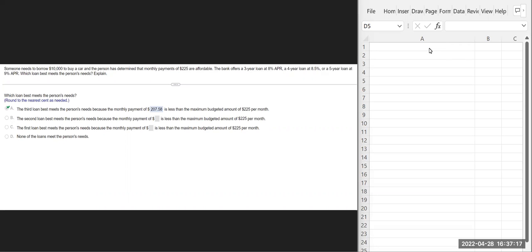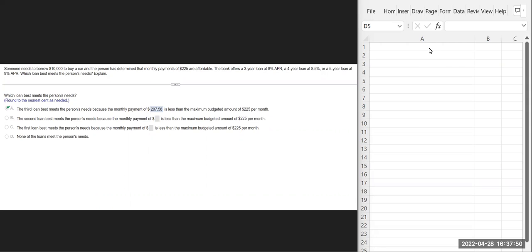Someone needs to borrow 10,000 to pay for a car, and the person has determined that monthly payments of 225 are affordable. So the person can only pay 225 every month, right? So that's the person's budget for his monthly payment. Now, we are talking about three banks here.